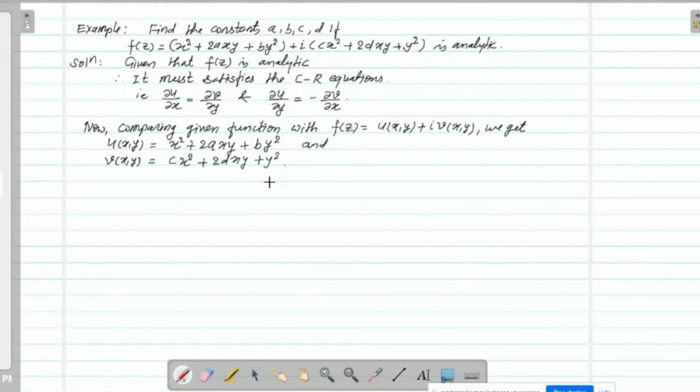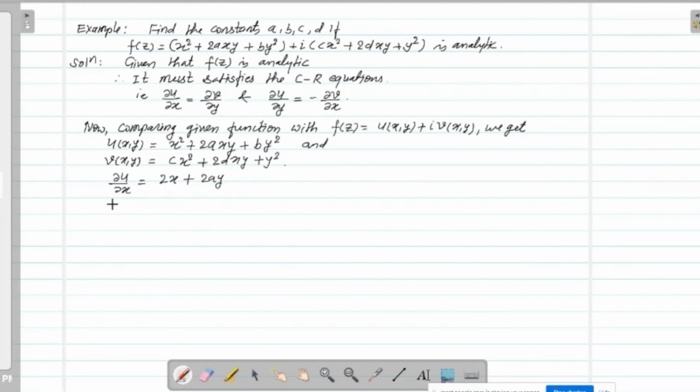Now what do we have to do? We have to find the partial derivative of u with respect to x and y, and also we will find the partial derivative of v with respect to x and y. Okay, so let us find one by one. So we first find the partial derivative of u. So differentiating u partially with respect to x, you get 2x plus 2ay, and this term will be 0, so no need to write here.